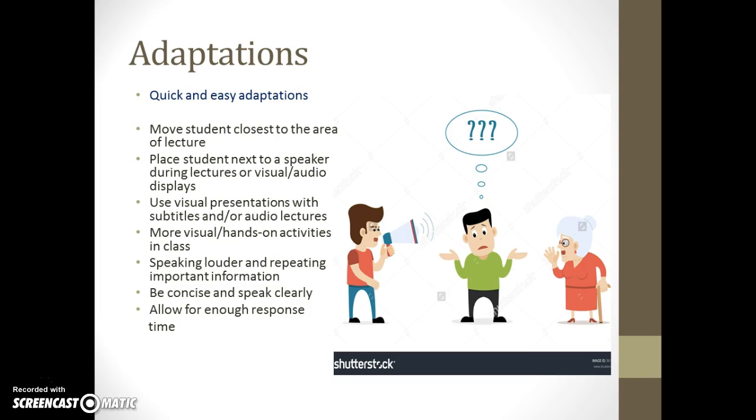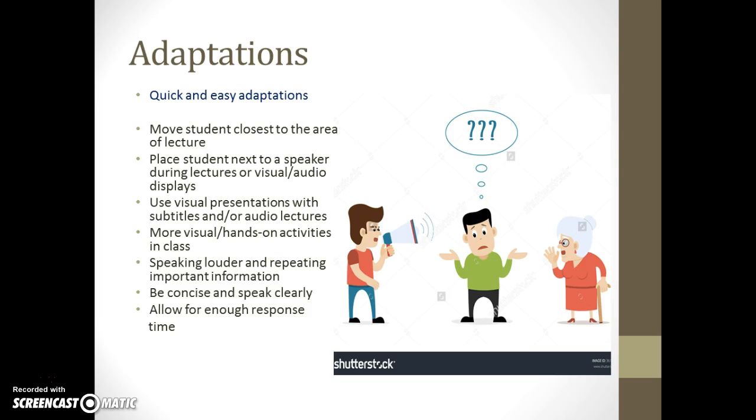So some adaptations that you can do in your classroom, we listed some here. One of them would be to move your student that is hearing impaired closest to the area of lecture. Again, if you have your classroom set up in rows, you might want to seat them more towards the front so they can hear you a little better. If you seat them in the back, they're not going to be able to hear what you're saying as well.